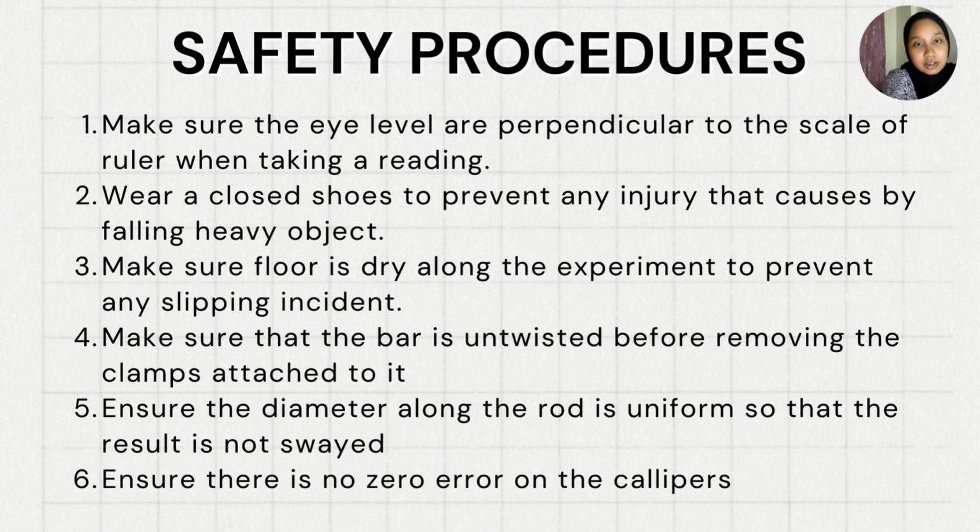So for the safety procedure that we follow in this experiment, first, make sure the eye level is perpendicular to the scale of the ruler when taking a reading. Second, wear closed shoes to prevent any injury caused by falling heavy objects. And then make sure the floor is dry throughout the experiment to prevent any slipping incident. Make sure that the bar is untwisted before removing the clamp attached to it. And then ensure the diameter along the rod is uniform so that the result is not swayed. And then last, ensure there is no zero error on the calipers. That's all.